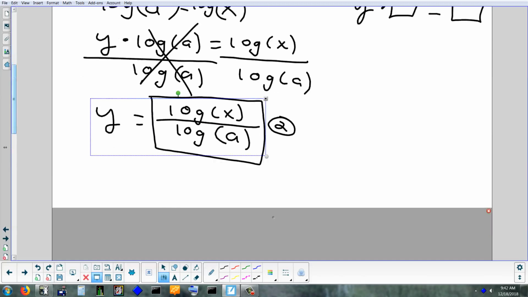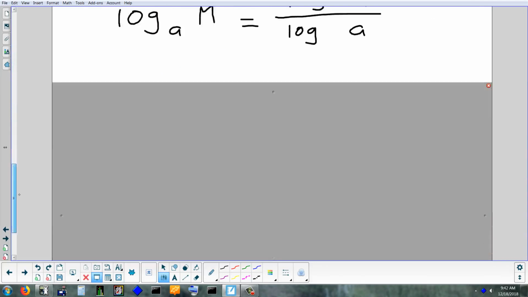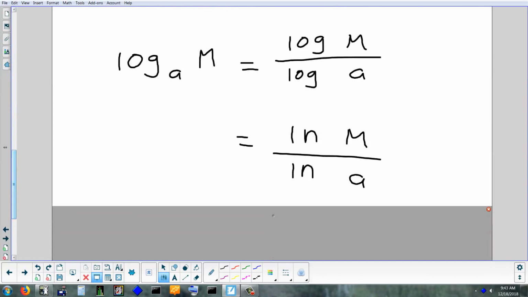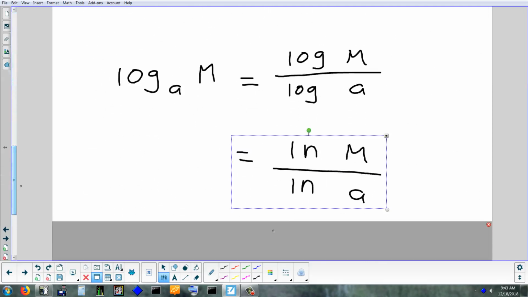And it doesn't matter what log you use. I used base 10 log. You could also do this with base e. She said log of argument over log of base. You could do the natural log of the argument over the natural log of the base. It comes out exactly the same. I would just pick one of those two and go with that. So this is called the change of base formula. Log of the argument divided by log of the base.